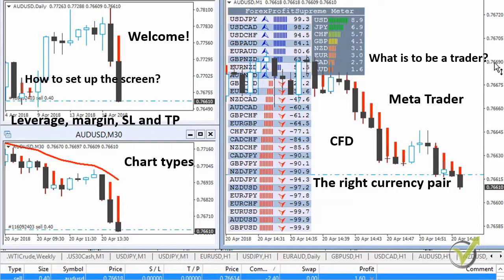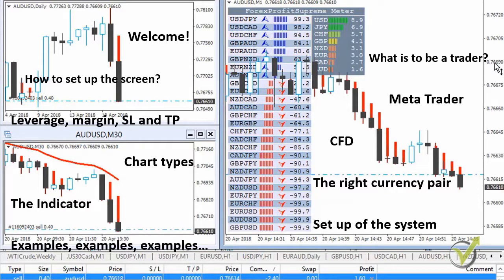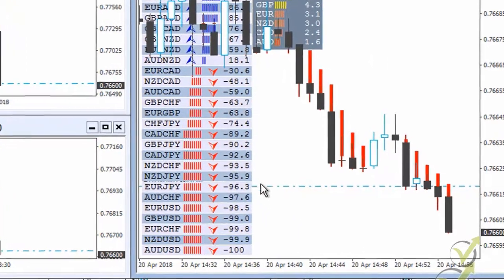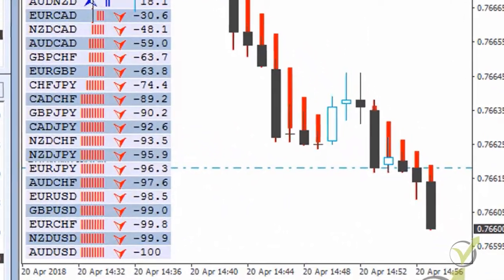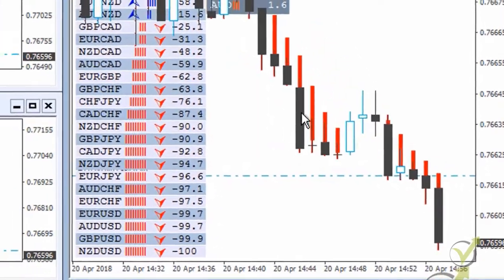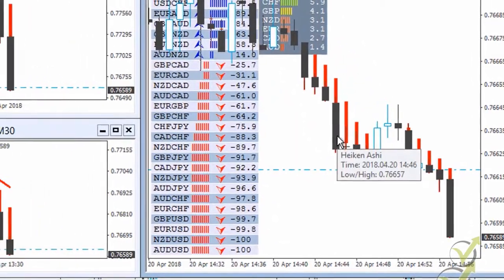pair to trade at every moment, and I will show you a unique indicator that you see in front of you that at every moment will show you the best currency pair to sell or to buy. And of course I will show you a setup of an easy system for manual trading, and I will record many live examples where you will see how exactly I am trading, how I'm choosing the currencies and how I'm using this unique indicator and how I execute and how I close the trades.